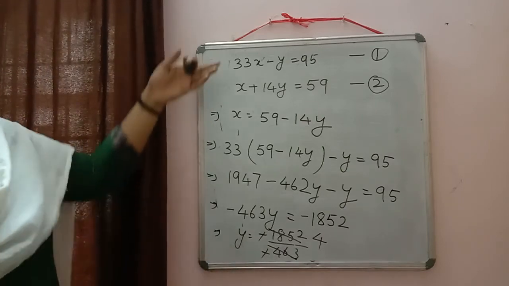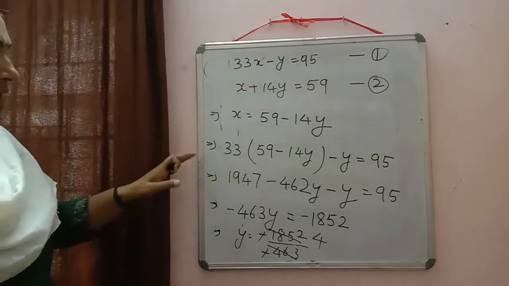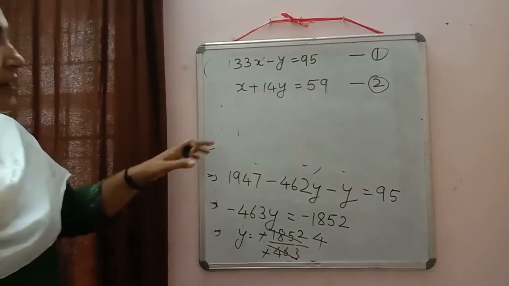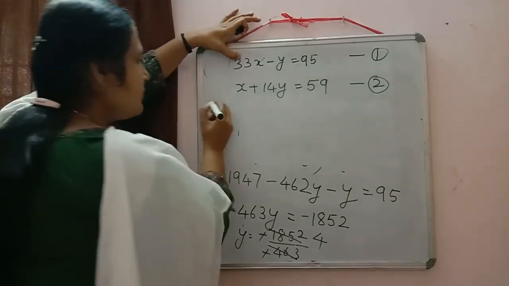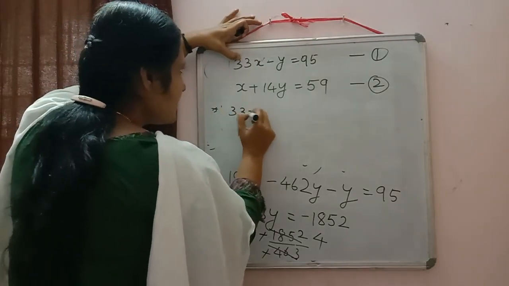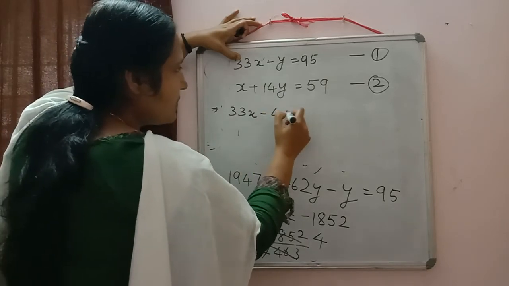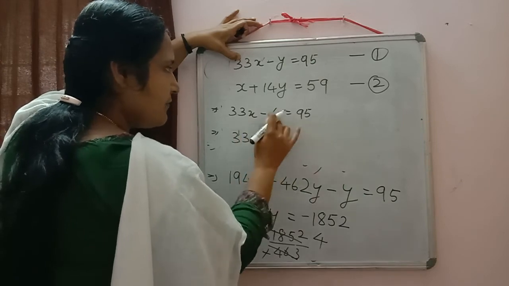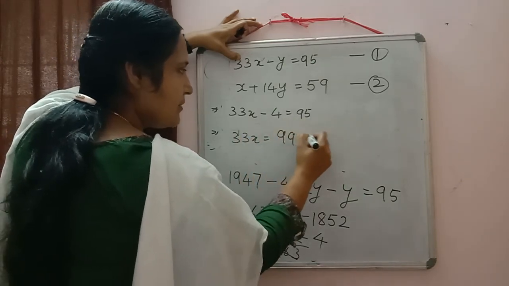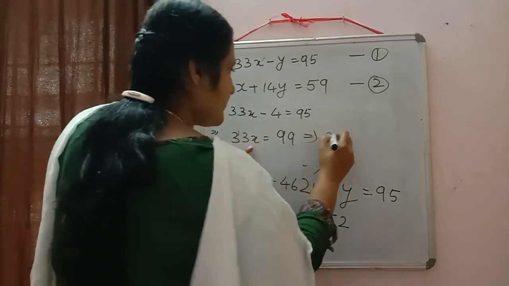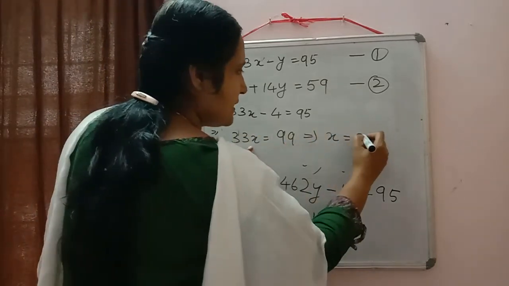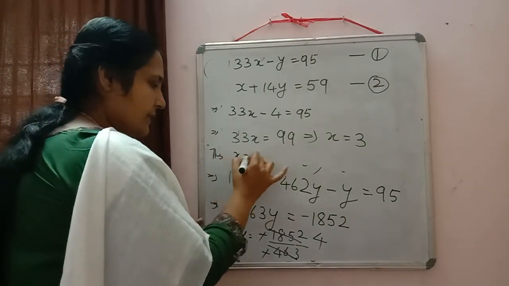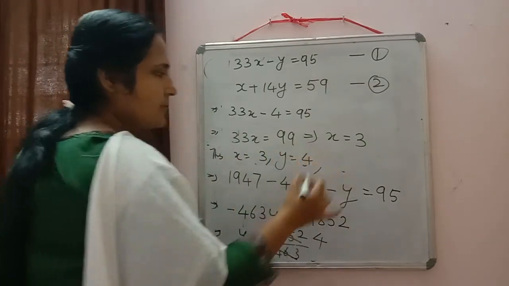Now we can substitute the value of y in any one of the equations to get the value of x. So I think equation 1 will be easy. We don't have to multiply anything. So we will get 33x minus 4 is equal to 95. So 33x is equal to 95 plus 4. So it will be equal to 99. So x is equal to 99 by 33. So that will be equal to 3. So we will write the answer: x is equal to 3, y is equal to 4.